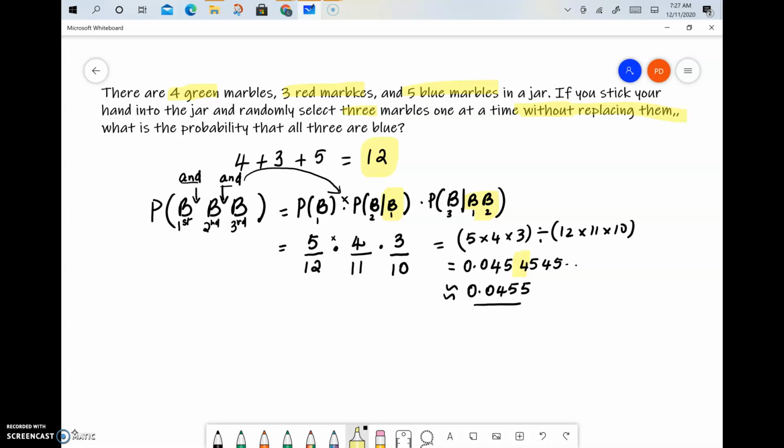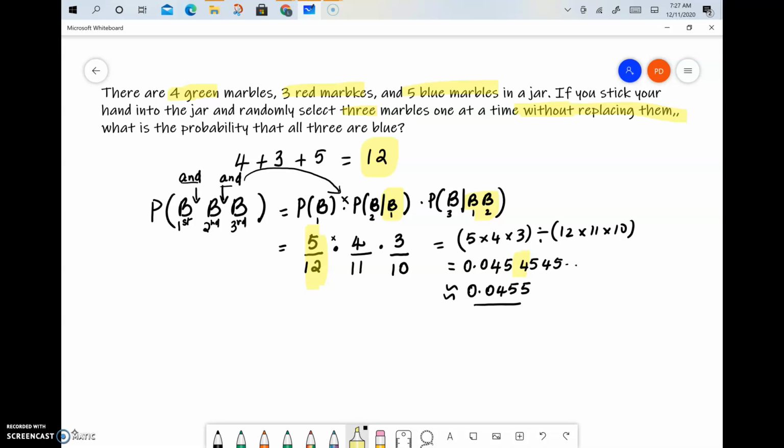So the probability of blue in the first draw is 5 out of 12 because there are 5 blue marbles out of a total of 12. So the probability of getting a blue in the first draw, which is at the beginning, is 5 out of 12, times, so we multiply, the probability of getting a blue in the second draw. But remember what happened before that.